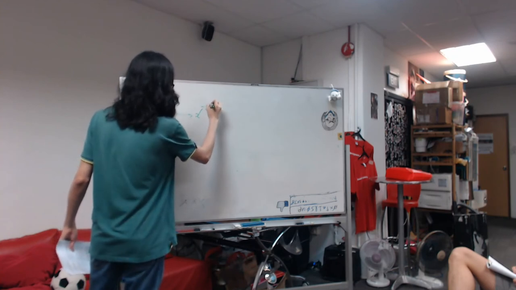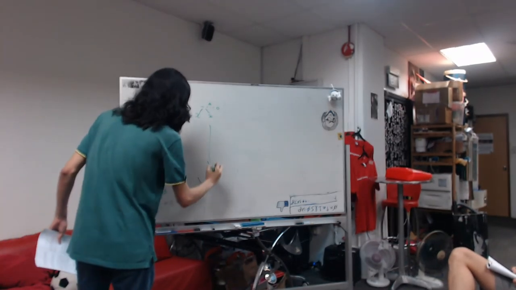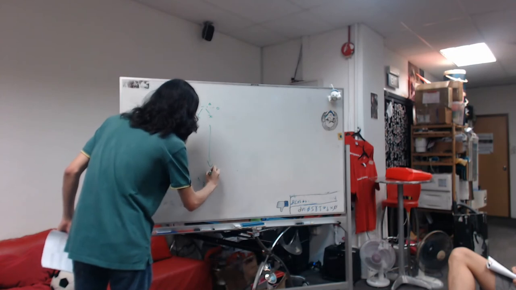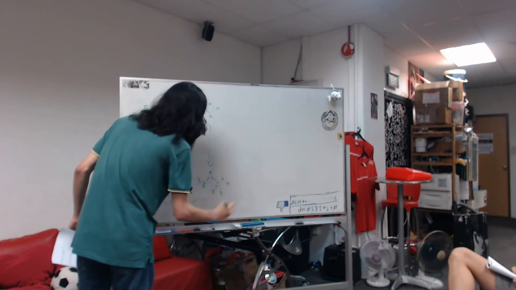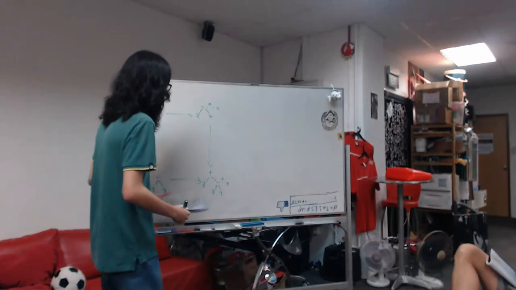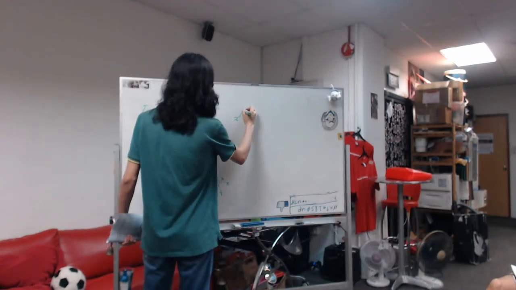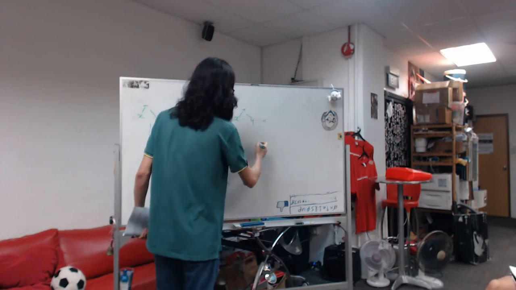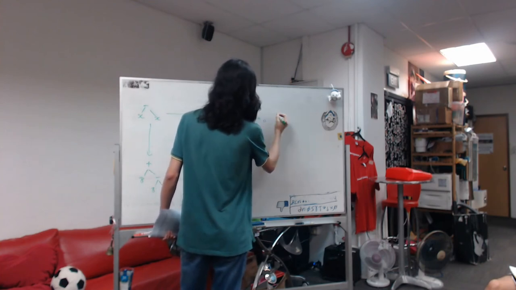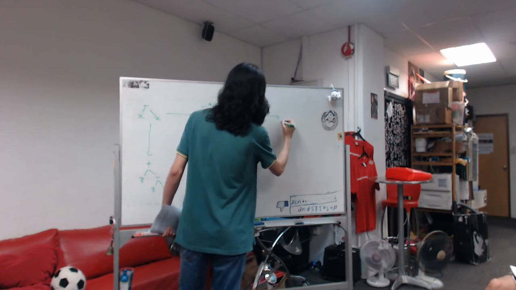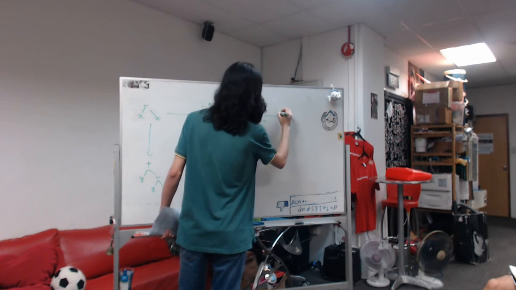I'll just label this H just for clarity. And then we applied the second axiom, which was x plus y, and if y equals 0, then the whole thing is equal to x. Let's put this in a circle.